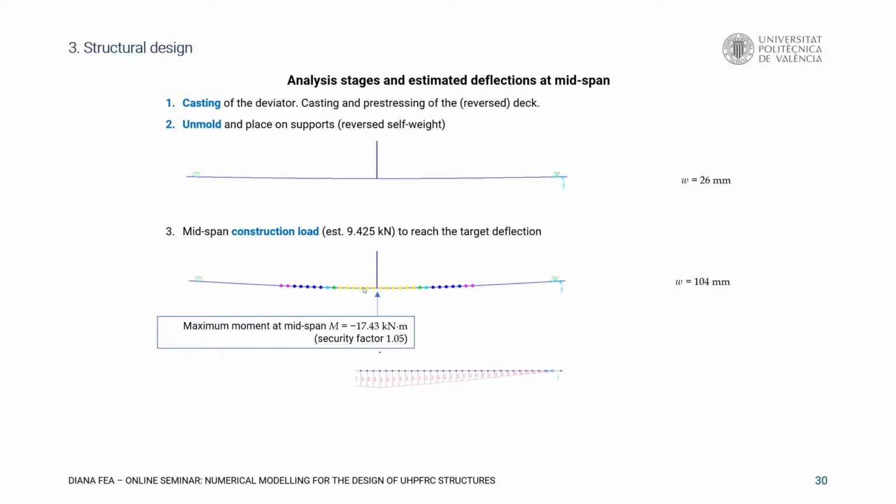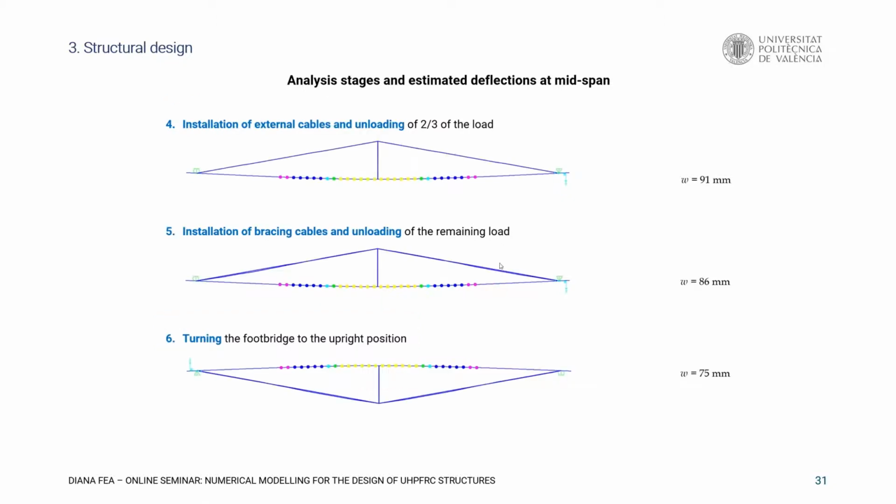And now the member is already activated, and we can install the main cables and unload part of the load that was placed in the mid cross section, and then install the bracing cables and fully unload this preload and reverse the bridge, so turn the bridge into the upright position. And this is the target shape, 75 millimeters of camber, corresponding to a manageable curvature. And the bending moments in the cross-section are even lower than the bending moment during the construction process.